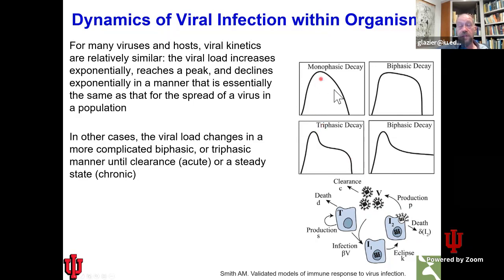COVID has this monophasic decay, typically. Influenza has what's called the biphasic decay, like that. And there are other diseases that have different ones. In some cases, you never clear the virus completely. It sticks around, and that's called a chronic disease.